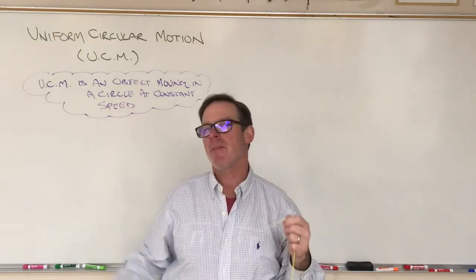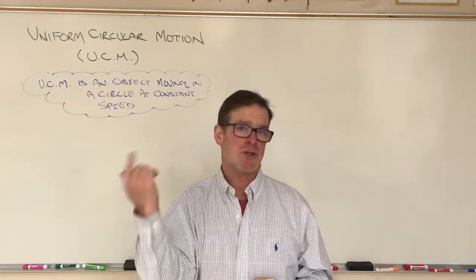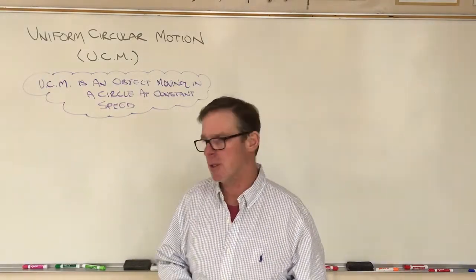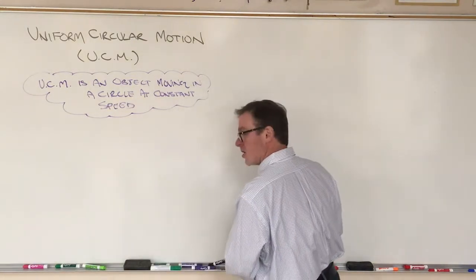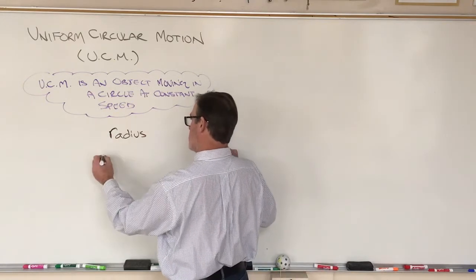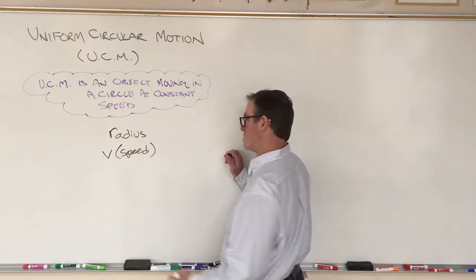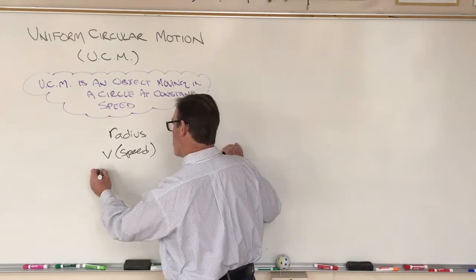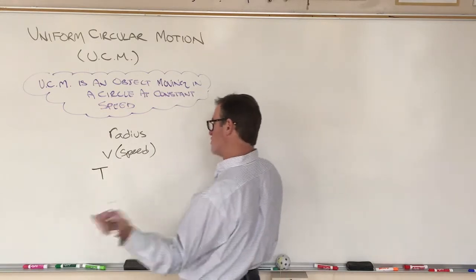1, 2, 3. The ball passes my hand in the same time interval each cycle or revolution, we might call it. So we have some things that are constant. The radius is constant, the speed is constant, and the time for one cycle around the circle is constant.